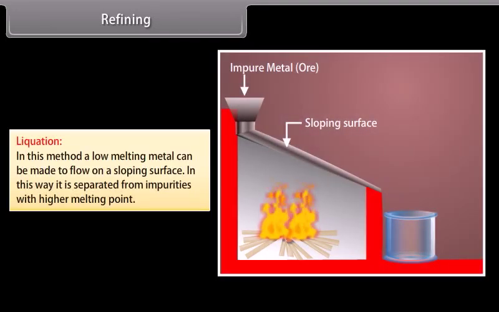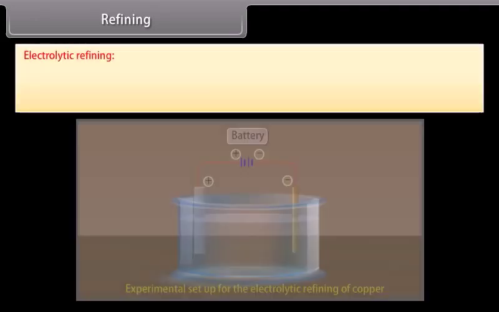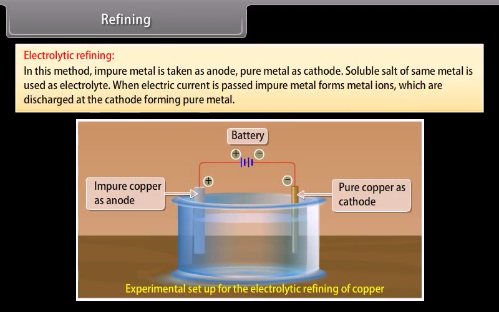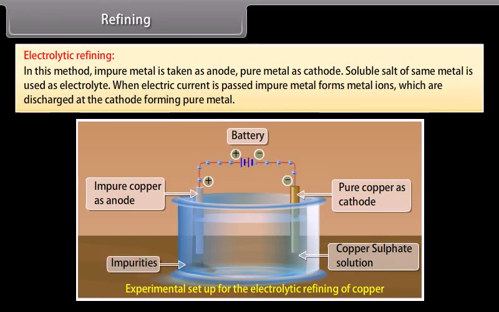Liquidation. In this method, a low melting metal can be made to flow on a sloping surface. In this way, it is separated from impurities with higher melting point, for example, tin. Electrolytic refining. In this method, impure metal is taken as anode, pure metal as cathode. Soluble salt of same metal is used as electrolyte. When electric current is passed, impure metal forms metal ions, which are discharged at the cathode, forming pure metal. For example, copper, zinc, and aluminium.